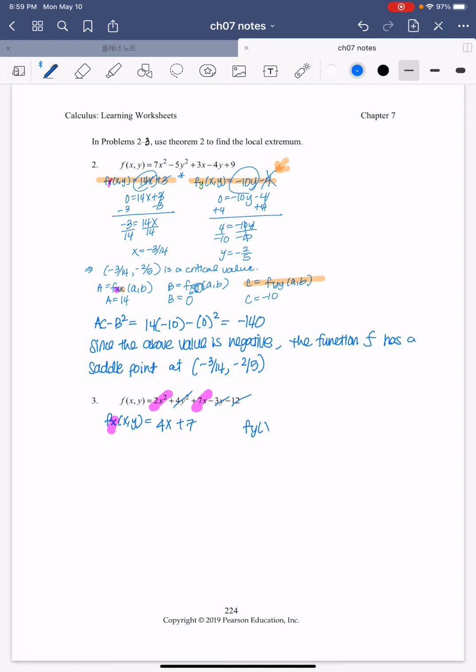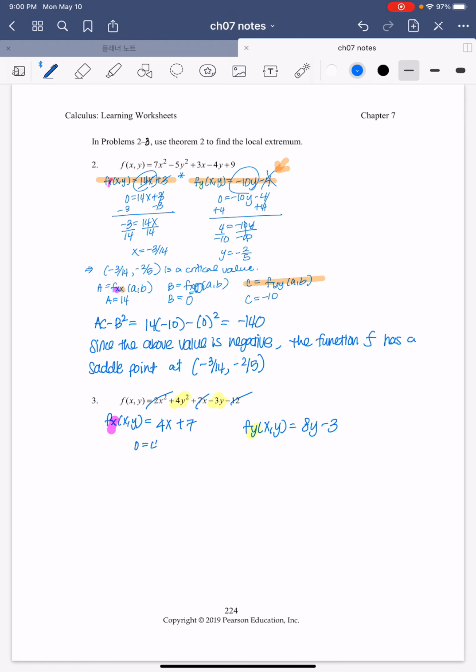F of y, x comma y, same function, but this time I'm going to erase so that I don't get confused, and then take the derivative with respect to y. So the first term is a constant, so it disappears. 4y squared, the derivative of 4y squared is 8y. Constant disappears, minus 3, constant disappears. Let's set these two equal to 0.